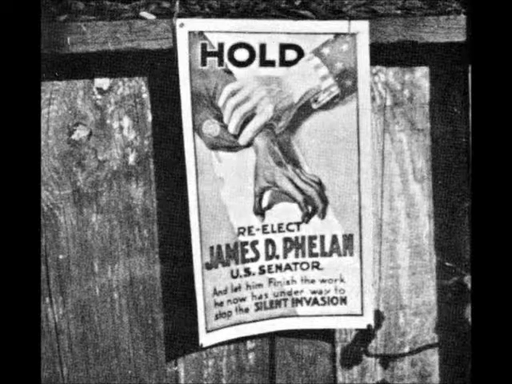This feeling and idea led to an increase in Nativism. As you can see from this poster, persuading people to re-elect a senator. It says, "Re-elect James D. Phelan, U.S. Senator, and let him finish the work he now has underway to stop the silent invasion." This shows that citizens in America felt like the immigrants were invading and taking what should be the rights of the real citizens of America.